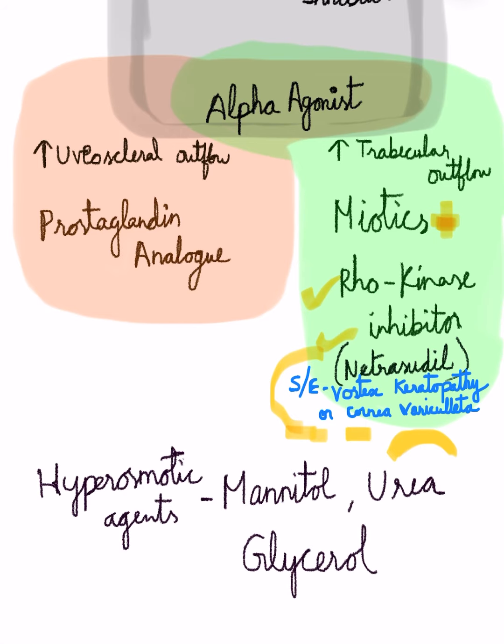In the case of increasing the uveoscleral outflow, which is a minor outflow tract, we have prostaglandin analogs. Mainly, we have prostaglandins. PGF2 alpha analogs are involved in this uveoscleral outflow.